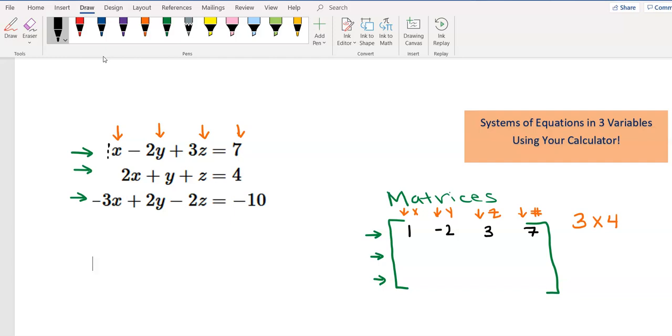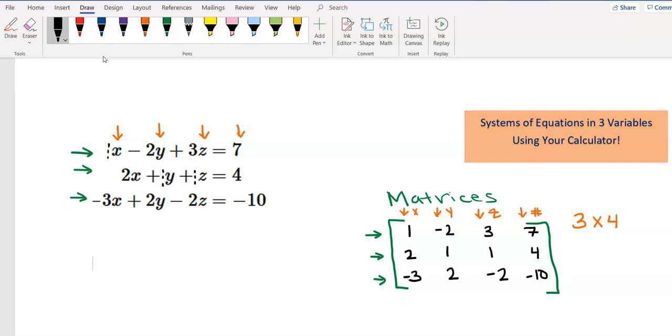For the second equation, we would have a +2 for our x. There's that invisible 1 again. So a +1 for our y. +1 for our z. And a 4 for what it's equal to. Then in the third row, we would have our third equation, which would be a -3 for the x, a 2 for the y, a -2 for the z. Again, remember to take the sign with it, and a -10.